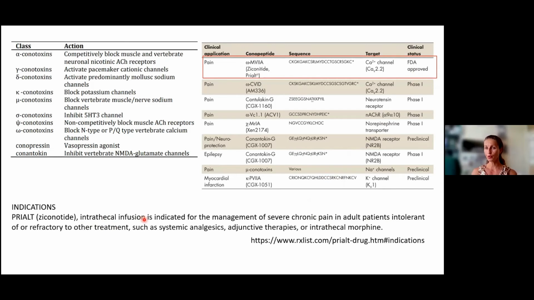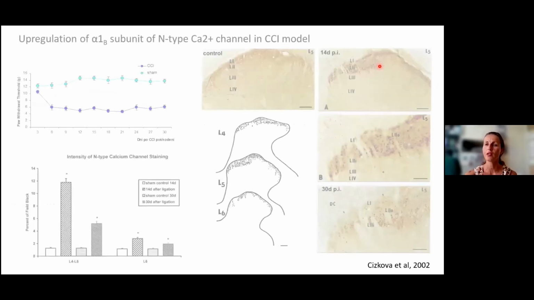So again, in our approach, to avoid using this drug in the form of intrathecal infusions, we were trying to develop a gene construct that can be used either as a gene therapy, as a direct injection of this gene construct into the spinal cord of the animals in the chronic pain models, or to generate the recombinant cells. The M7A is a calcium channel inhibitor, targeting the calcium channel.